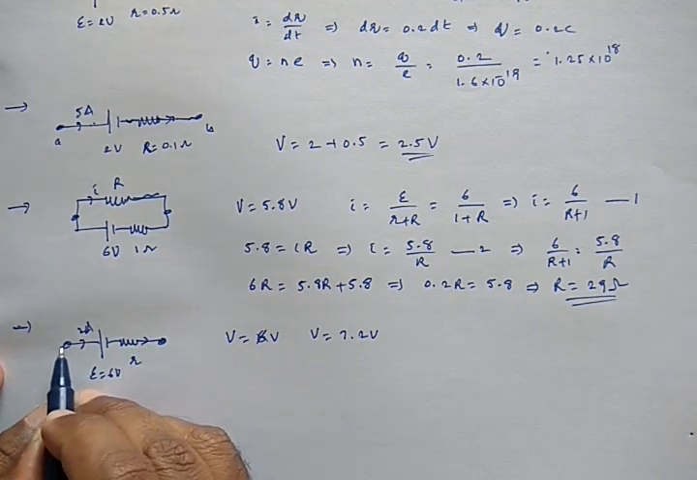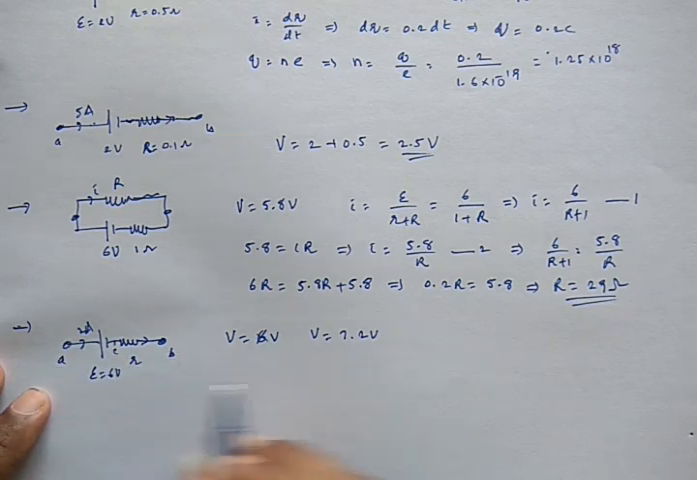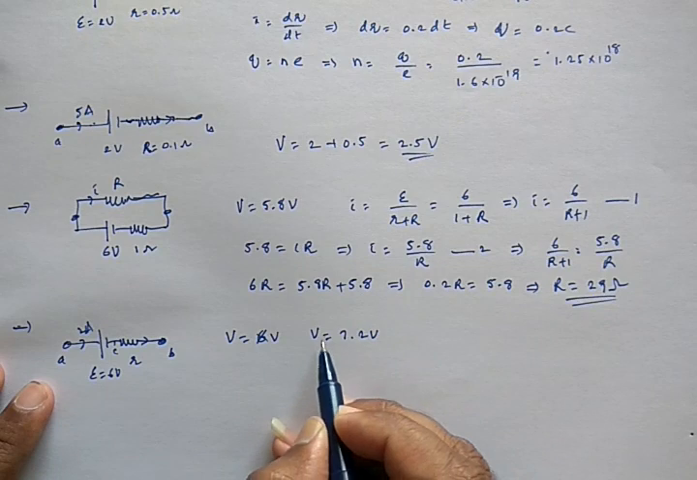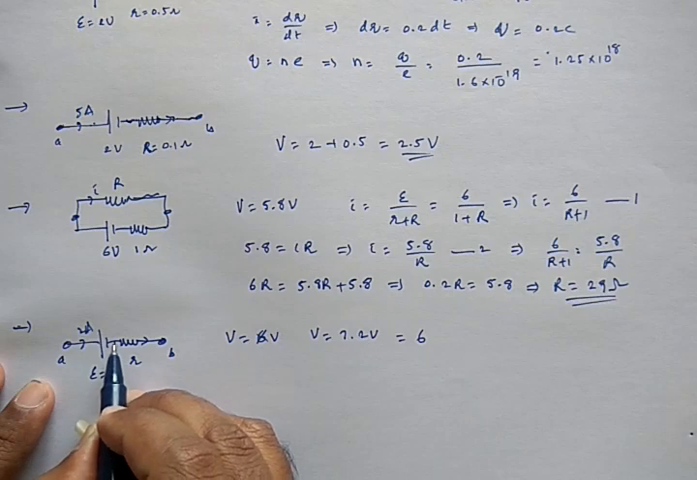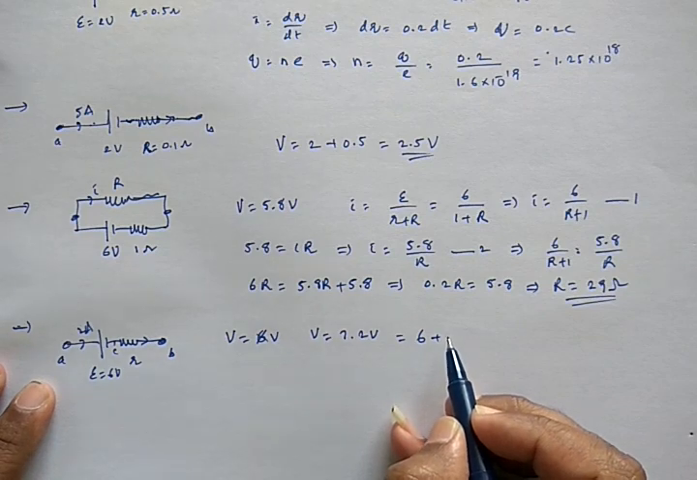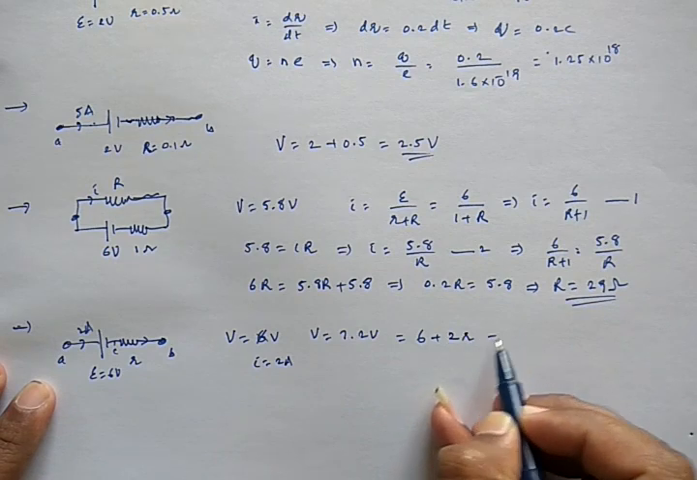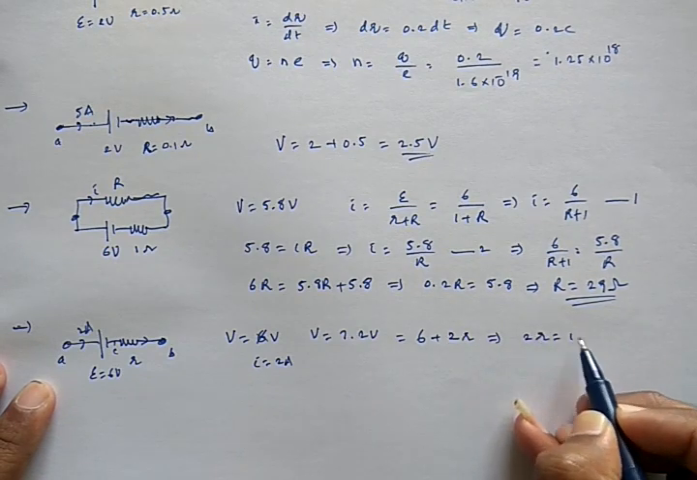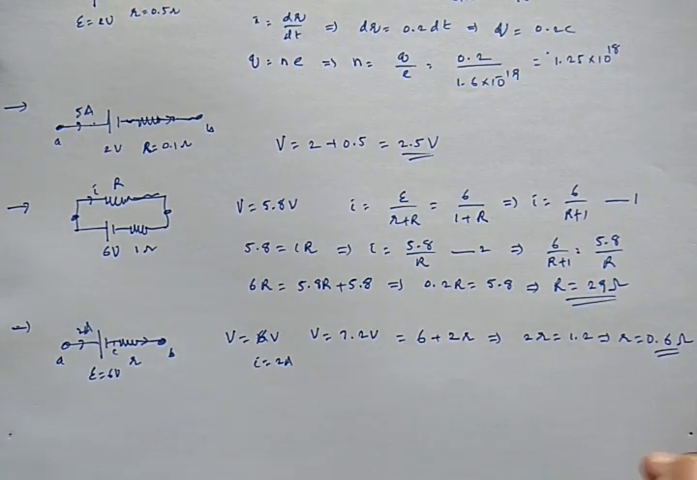So the potential across A and B, this is A and B, say that is C, then VAB is this part. This will be equal to the voltage across AC, that is 6, and the voltage across CB, where current is going in this direction, so it is plus IR. I is given as 2 ampere, so it is 2R. That implies 2R equals 1.2, then R equals 0.6 ohm. Now look at the last problem.